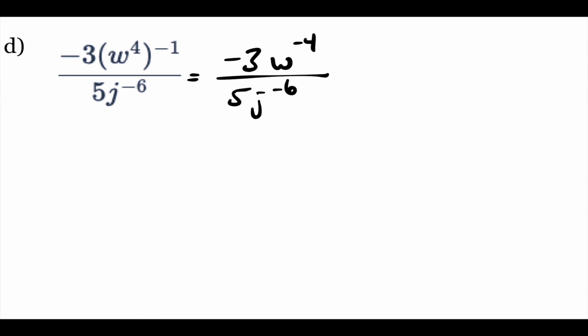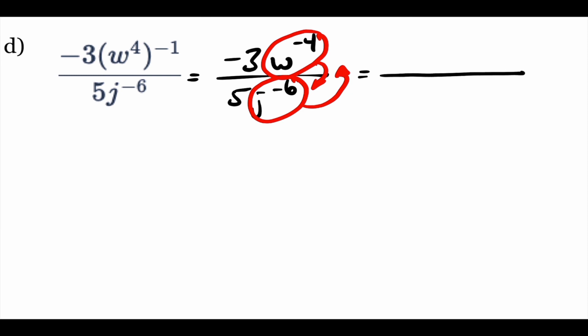Okay. No more parentheses. There was only one thing in there, so it didn't take as long to get rid of the parentheses. Okay. Negative exponents. I got 1 here, moves down. I got 1 here, moves up. So on top, I have a -3, j to the +6. On bottom, I have a +5, w to the 4th, because they become positive when they move up and move down. No more negative exponents, no more zeros.